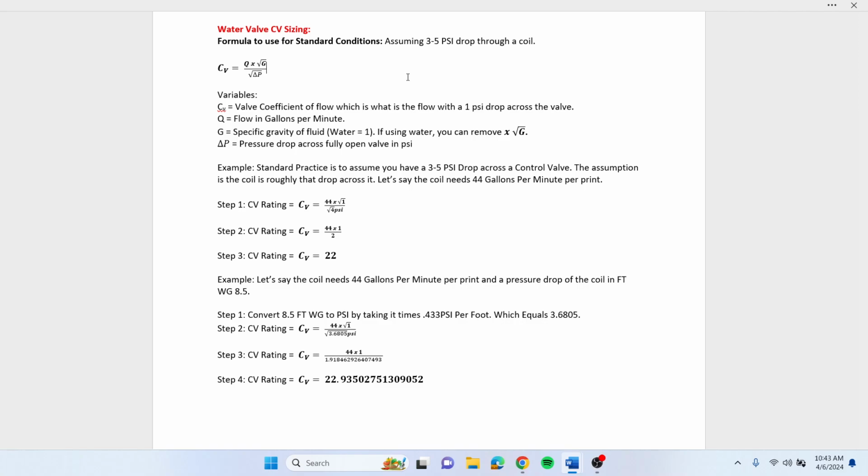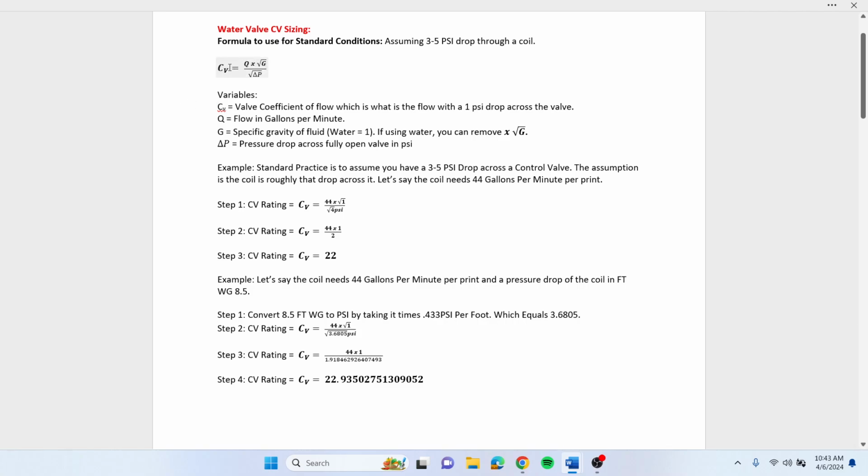If you're doing a new install, the engineer's going to have a valve schedule. They're going to tell you your CV. If you're doing a one-off coil, you're going to get help from the valve manufacturer. They're going to use their calculator to figure this out. This information here is just background on how they may have gotten there.